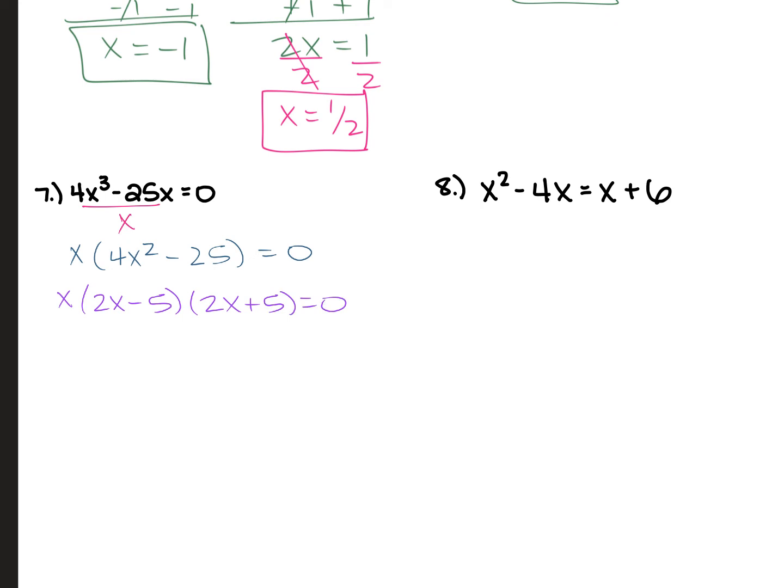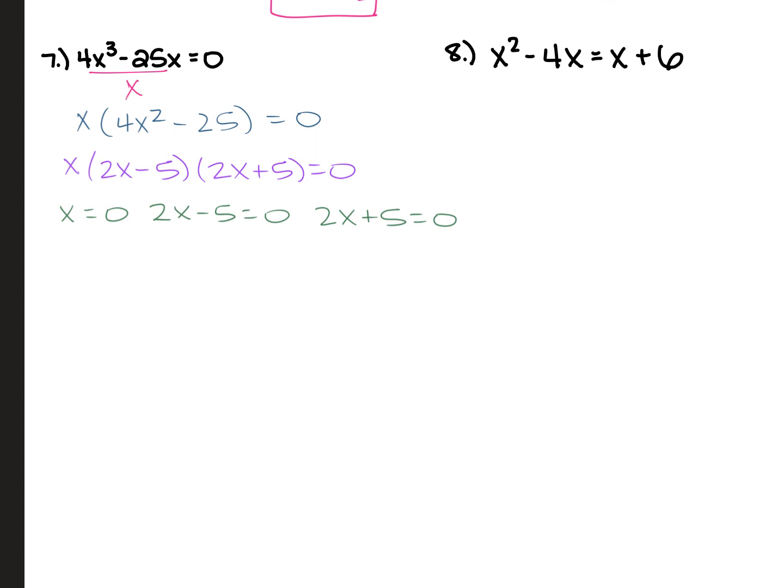So you have 3 parts here, and you're going to set all 3 parts equal to 0. So you're going to have x is equal to 0, 2x minus 5 is equal to 0, and 2x plus 5 is equal to 0. From here, solve them. The x is equal to 0, that's a solution. You don't have to move anything over. But the 2x minus 5 is equal to 0, add your 5 over first. You have 2x is equal to 5. Then divide each side by the 2. So that way you have x is equal to 5 over 2.